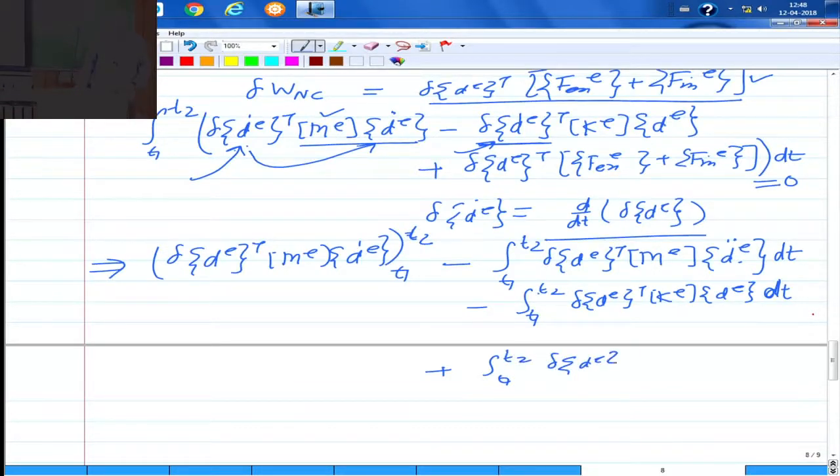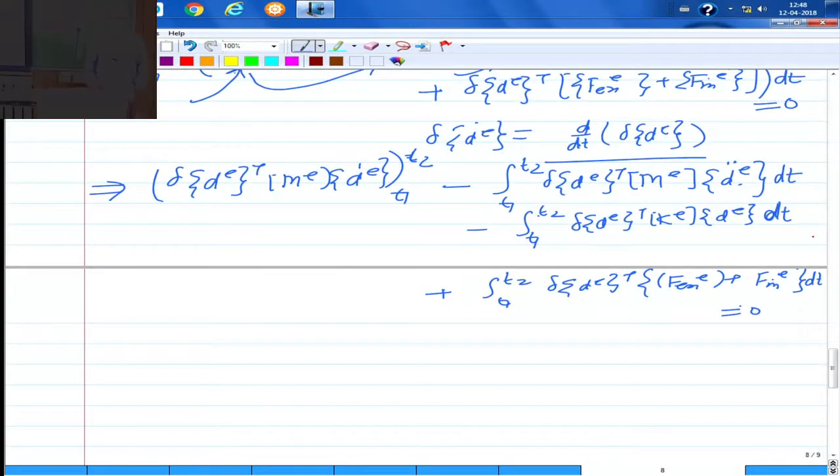Delta of d transpose into, you have no f external and plus f internal, dt, equal to 0. So now what we have is this expression, which is to be evaluated at time instants t1 and t2. The condition on delta d we are putting is that no virtual change is possible in d at t1 and t2. These are two configurations of the body which are known to us, so we cannot vary those known configurations.